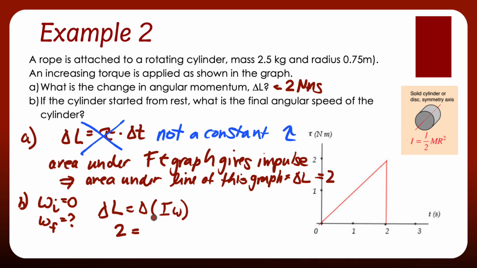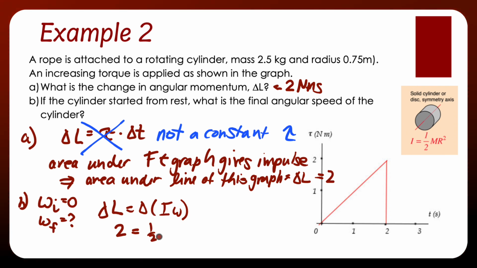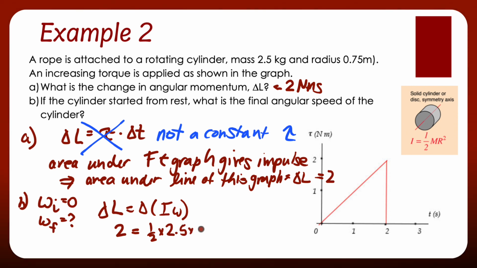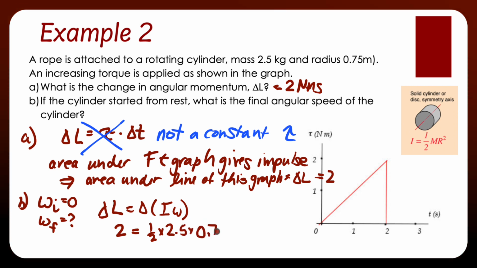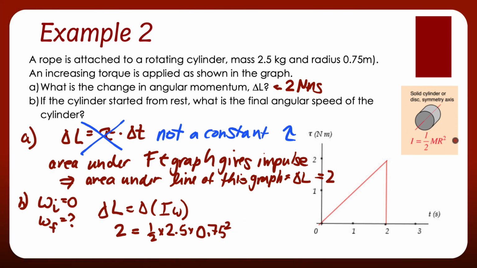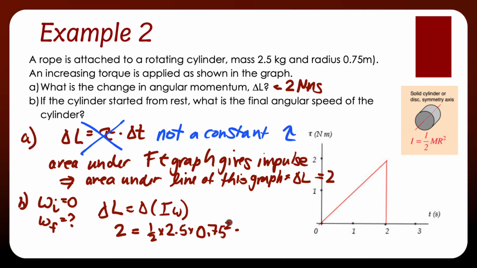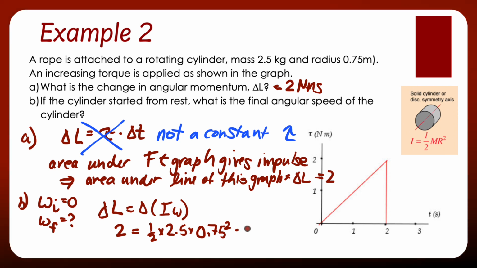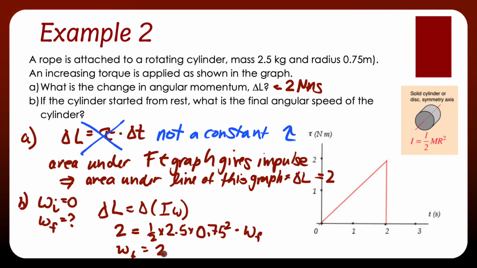Our moment of inertia is going to be one half times the mass, which was 2.5, times the radius, 0.75 squared, because I'm just using this equation right here. And our change in omega will be just the final one, minus 0. Now I'm going to rearrange and pick up my handy-dandy calculator, and I'm going to get 2.8 radians per second.